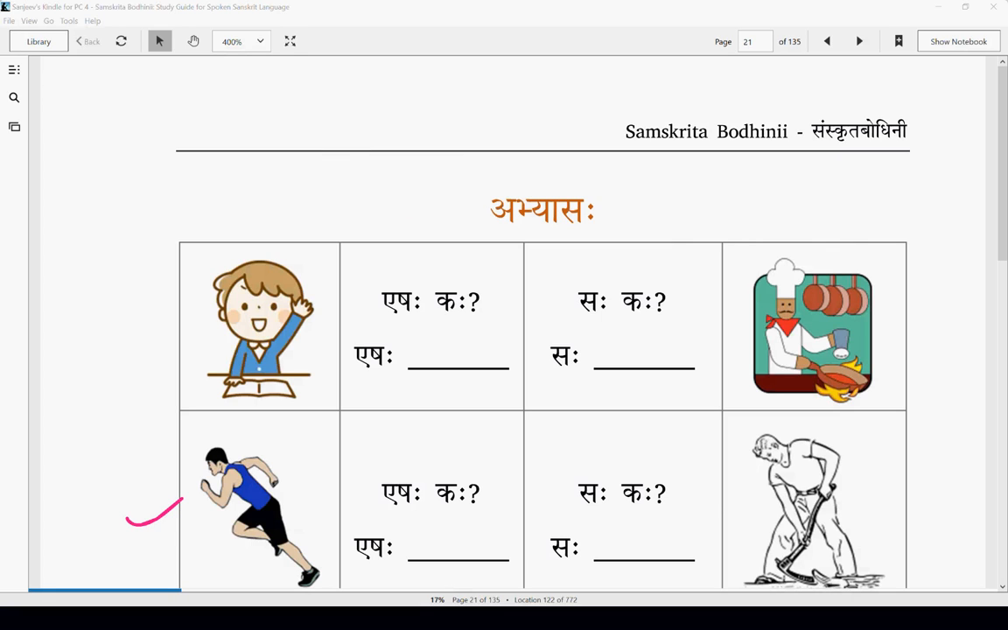Eshaha kaha. I don't know for a runner. One who runs. Eshaha Dhavakaha. Saha kaha, farmer. Saha kaha, saha krishakaha. Okay. Dhanyavadaha. So the next one, who wants to do this?